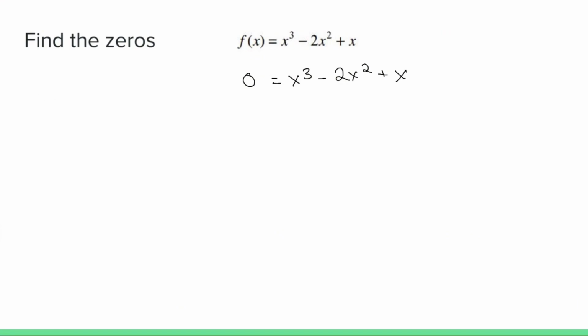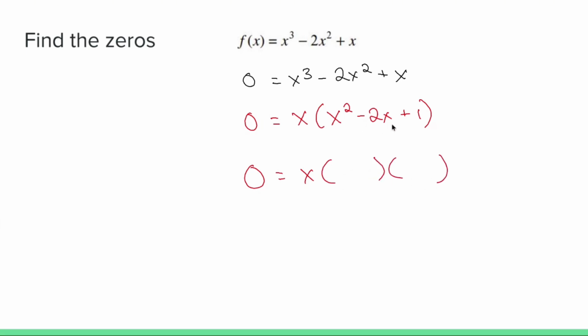What I notice right off the bat is factoring this means let's rip out an x. So 0 is going to equal x. Once I pull an x out of that, I'm left with x squared minus 2x plus 1. And then I notice I could factor that further. Two numbers that add up to negative 2 but multiply out to 1 are negative 1 and negative 1. And you might look at that and say, those are the same.